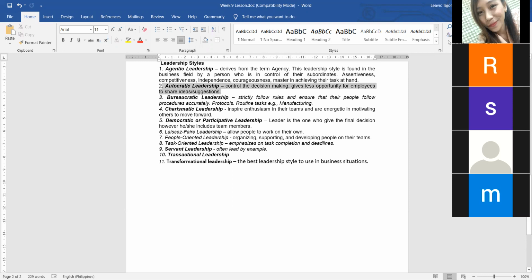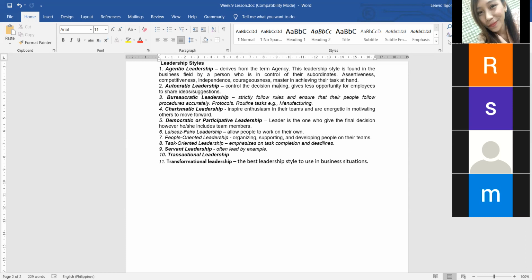Second leadership style is the autocratic leadership style. So this controls the decision making and gives less opportunity for employees to share ideas or suggestions. So dili po na side, naay mga times na pwedeng gamiton autocratic leadership, pero most of the time, this brings low morale to employees kasi nga, ang leader mismo ang nag-control sa decision-making tanan.